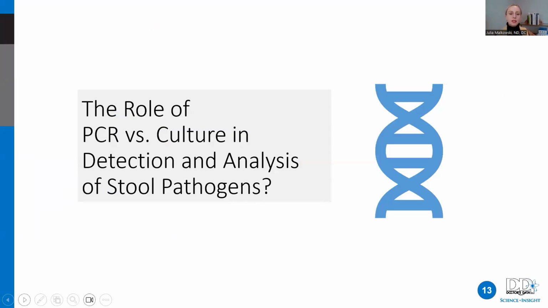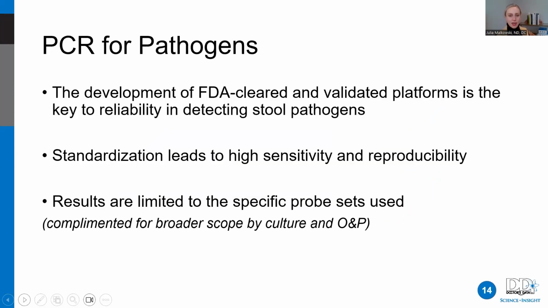So we have been discussing PCR data, but the question is often asked, what is the role of PCR and what is the role of culture in detection and analysis of stool pathogens? The great thing is that GI360 is using both. So we're using PCR. The pro of PCR is that this is an FDA cleared and validated platform to detect stool pathogens. This is very sensitive and this is a highly reproducible portion of the test. And this is the identification of the pathogens.